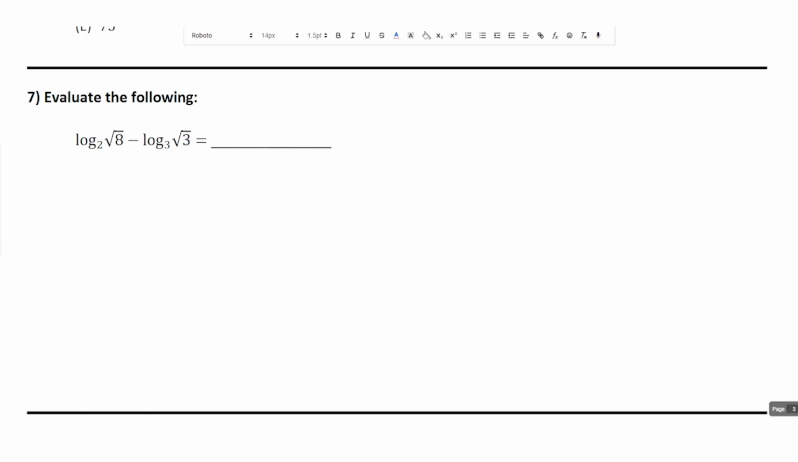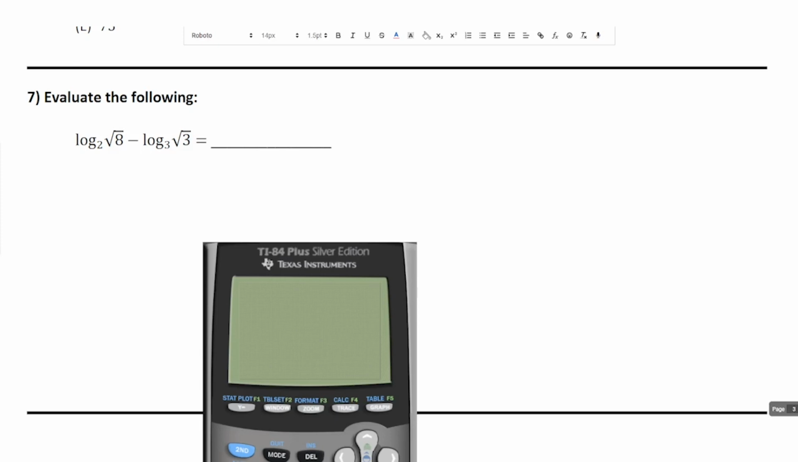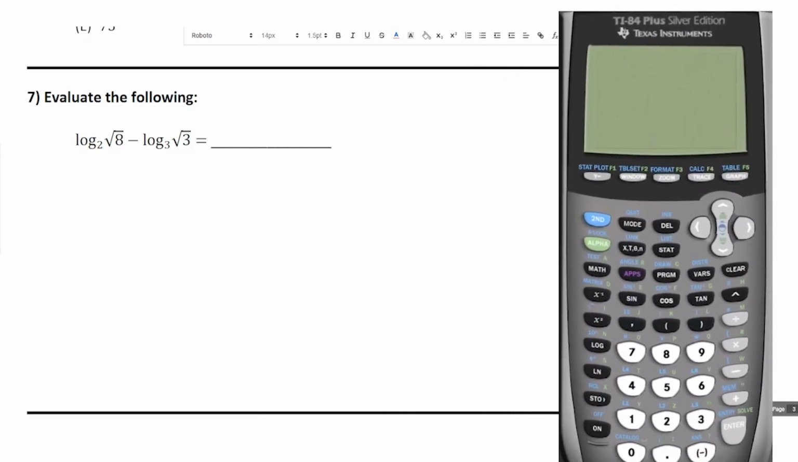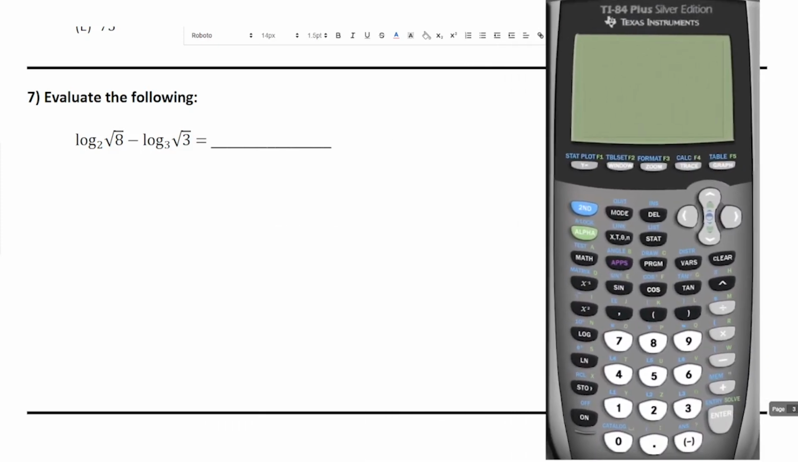Let me start with the calculator, because this one is a little bit more complicated than I think it's really worth trying to do by hand. I'm still going to show you how to do it, but let me show you an easier way. I always like to do whatever's easiest here.